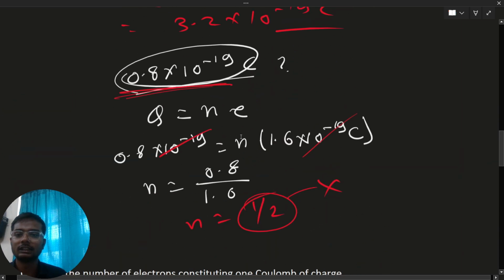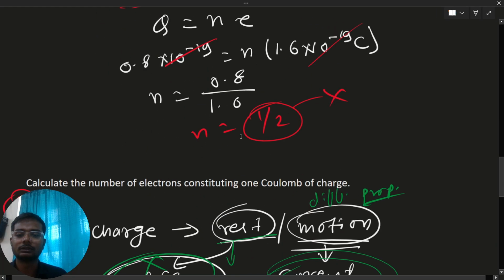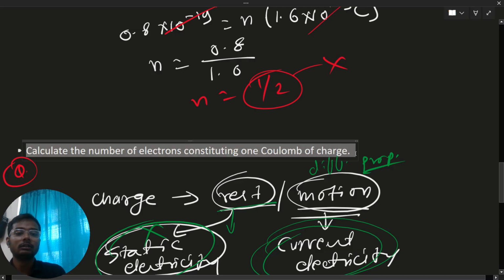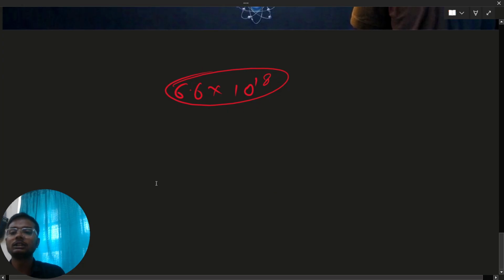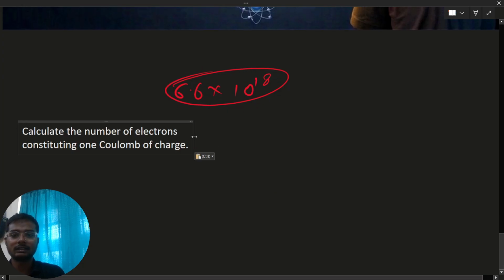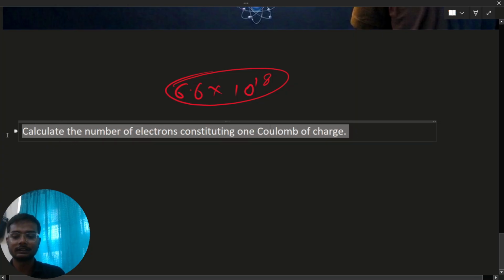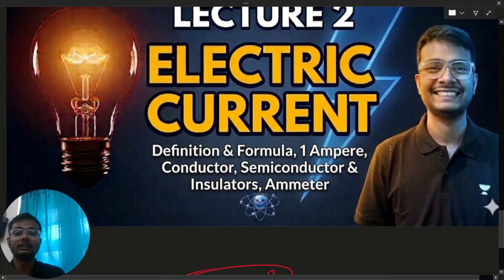This was the question, right? I'll show you. This one. Calculate the number of electrons constituting 1 coulomb of charge. So let's take this question here. I'll solve this question, then we'll move to the discussion of conductors, insulators, and semiconductors. After that, we will be talking about the electric current. I hope audio, video, everything is clear.